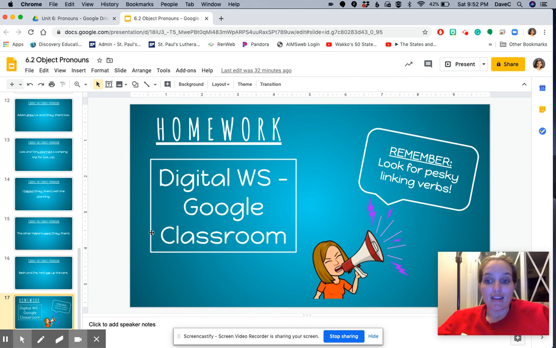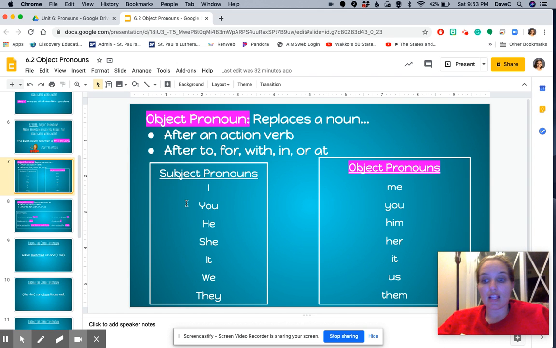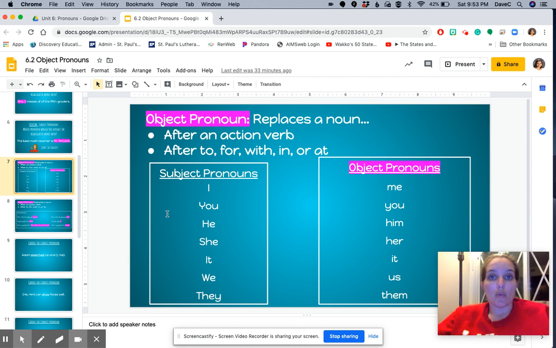So again, I would have this up so you can look at this slide while you're doing your digital worksheet because you will have to pick between subject and object pronouns. You will have to be able to look at the sentence and figure out what the verb is in order to determine if you should use a subject or object pronoun. So remember, look to see what somebody is doing or what something is doing. If you have something they are doing, it's an action verb.